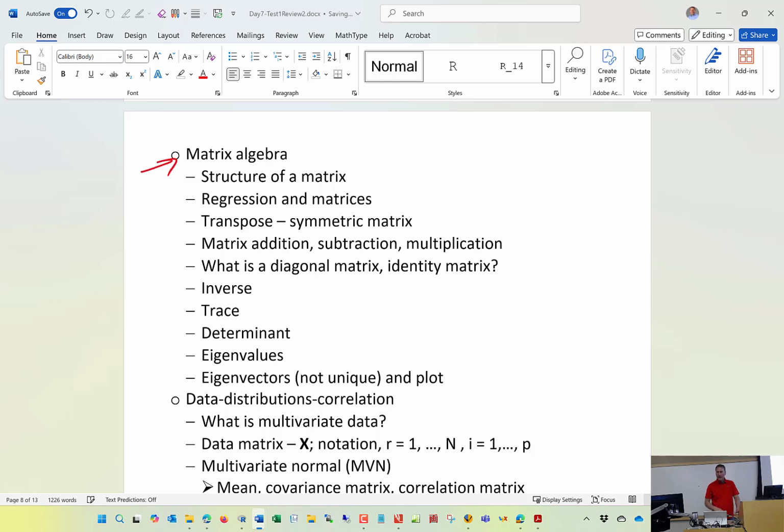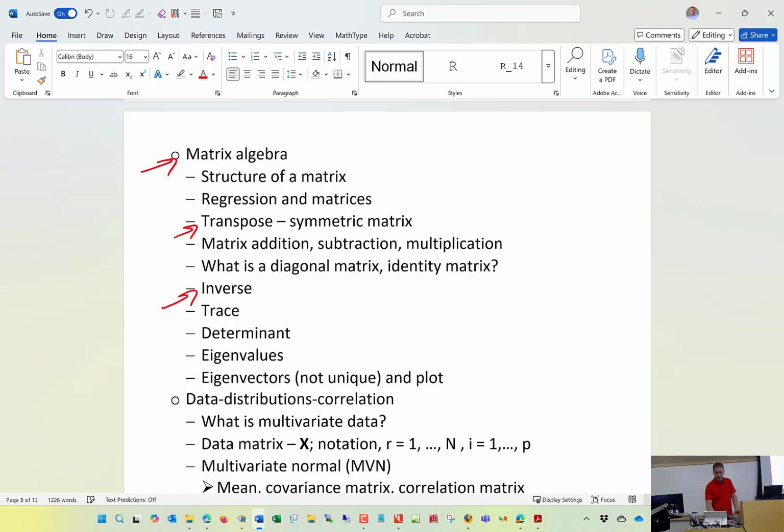Next, we did matrix algebra. The basic structure of a matrix is important. All the stuff that we did with simple linear regression is important in this context too. Some basic definitions, like what is a transpose of a matrix? What is a symmetric matrix? What's the diagonal of the matrix? What does it all mean?